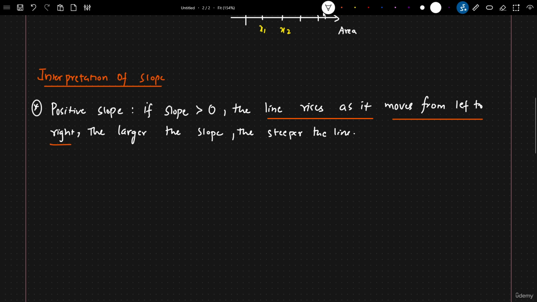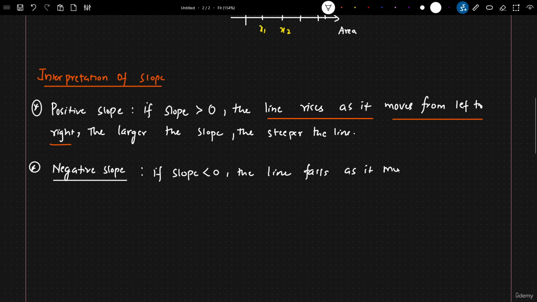Now coming to the second most important interpretation, and that is negative slope. Since there is a positive slope, obviously there is also going to be a negative slope. Now, when do we get a negative slope? If the slope is less than 0. And here the line, instead of rising, falls as it moves from left to right.